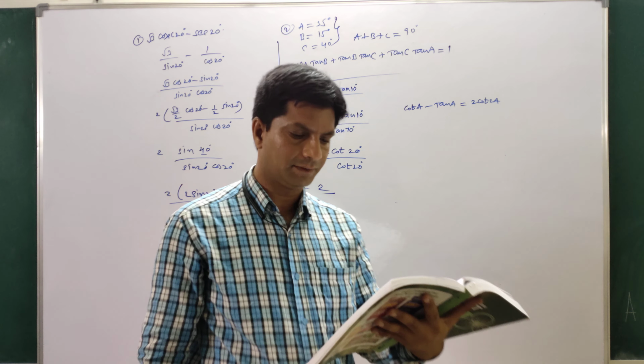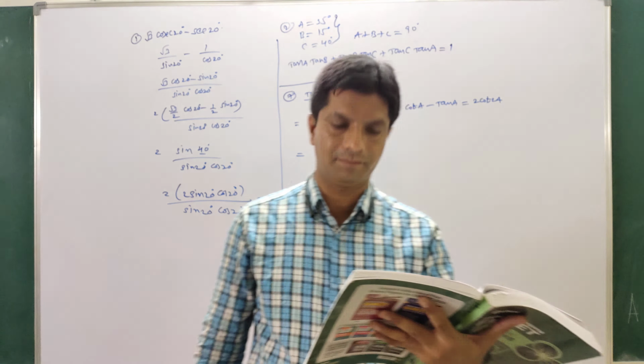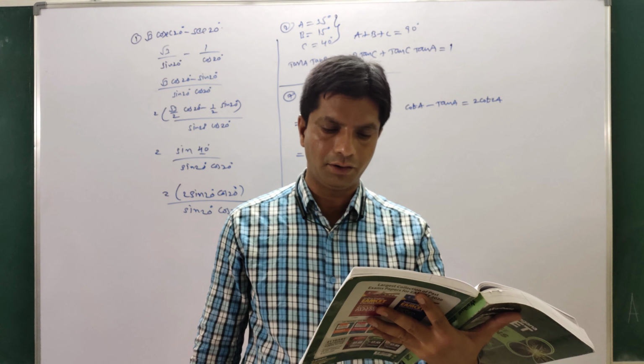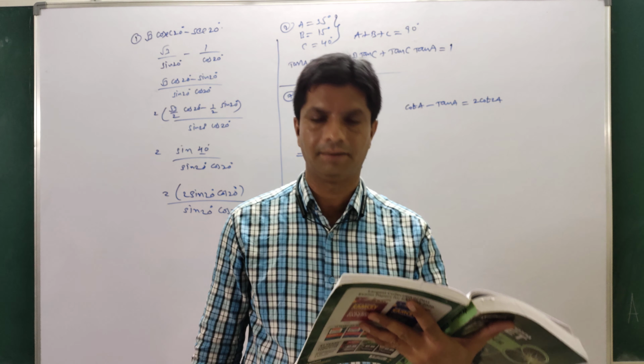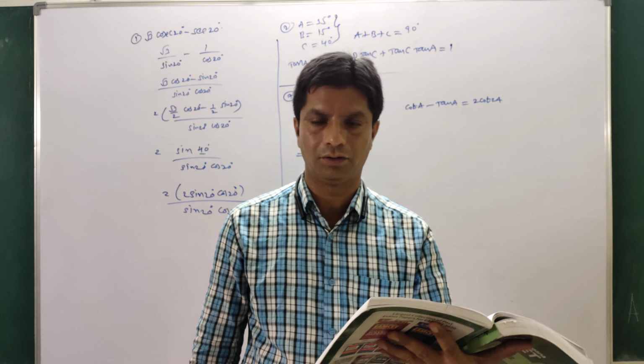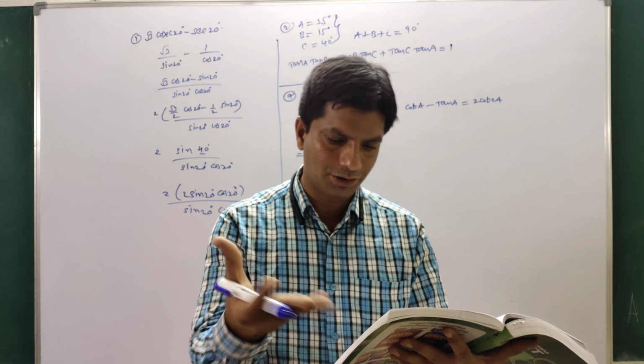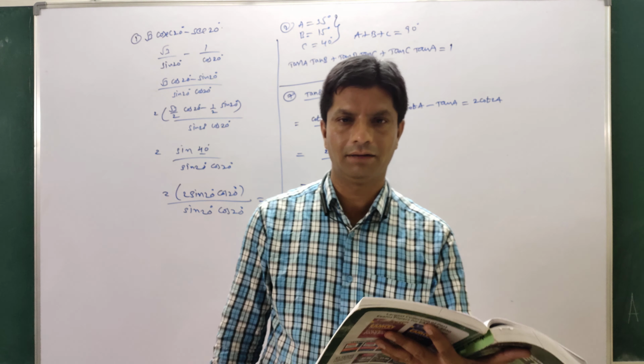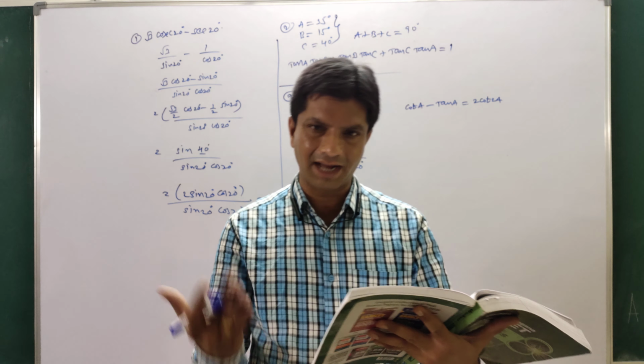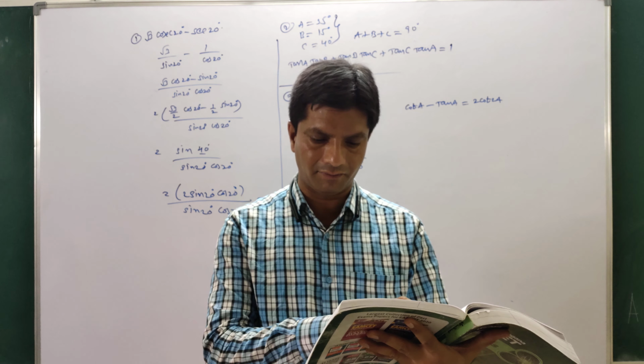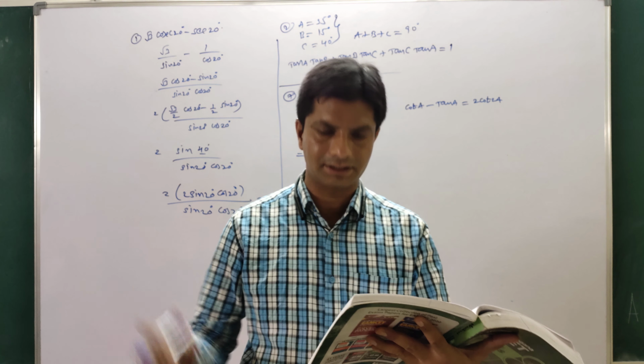Problem number 8: sin A plus sin B is equal to root 3 into (cos B minus cos A). Apply transformations. Note down the hint: apply transformations and you will get the answer directly. Okay? That is your homework. Left hand side is sin C plus sin D, you can apply the formula. Right hand side is cos C minus cos D.